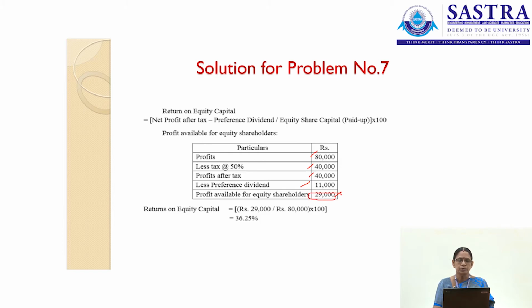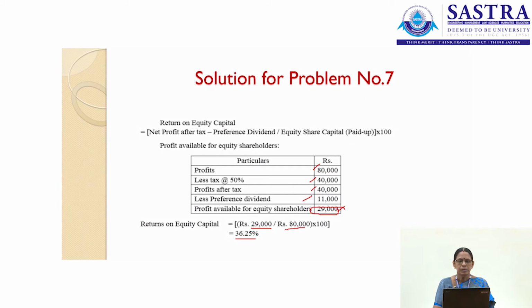Profit is 80,000 rupees, taxes 40,000 rupees, profit after tax is 40,000 rupees.